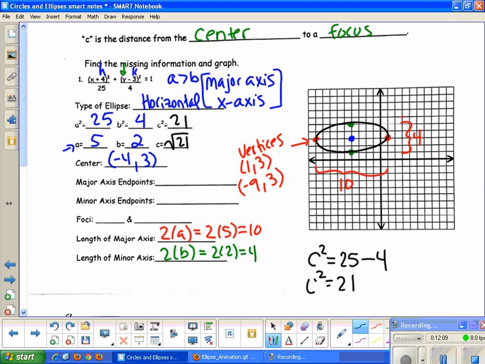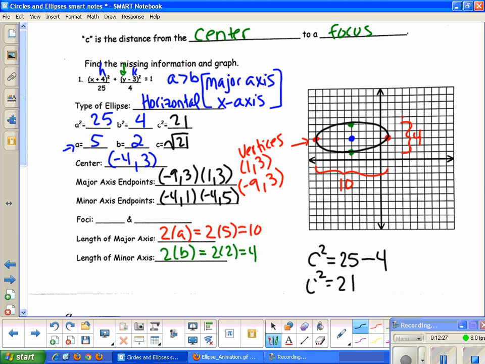So the major axis endpoints we already wrote down, which were at negative 9, 3, and 1, 3. The minor axis endpoints were at negative 4, 1, and negative 4, 5. And you can just count on your graph.